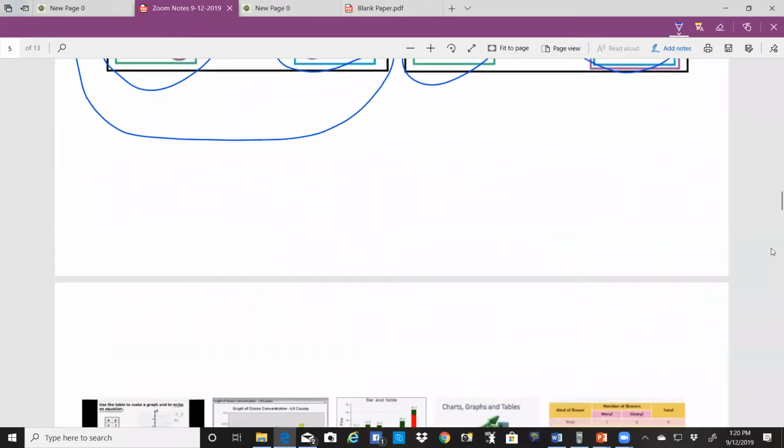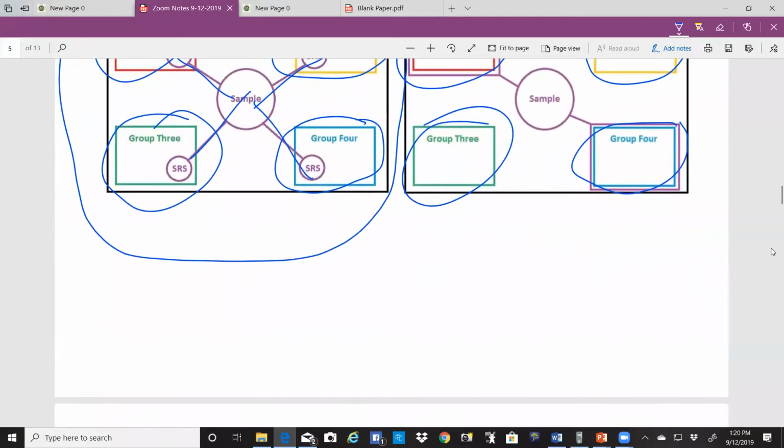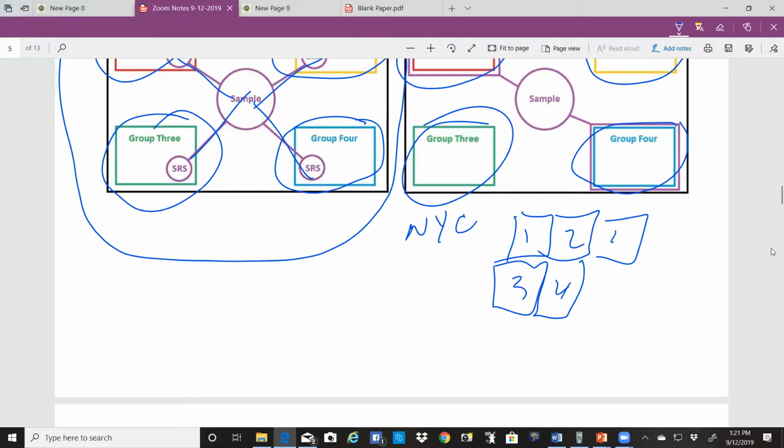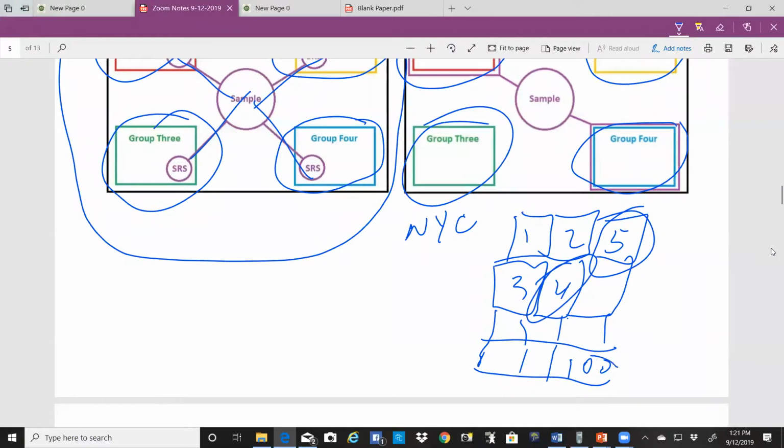In fact, just think of New York City. New York City has all kinds of precincts in it. You might number them. They may have 100 precincts. And you may not be able to afford to sample every precinct, but you might take some that you think might be representative. And this is called cluster.